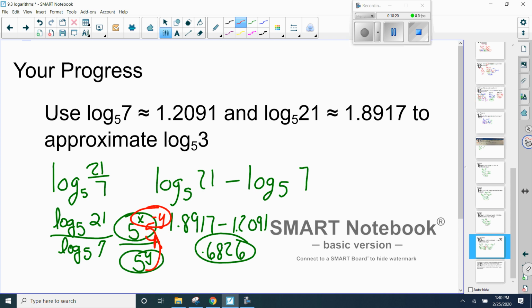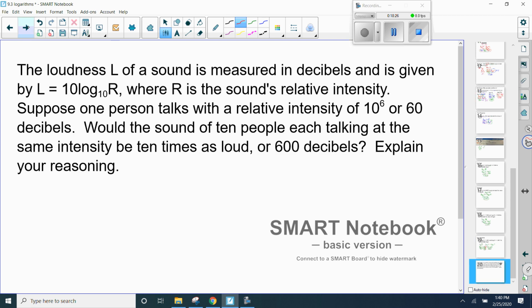Any of them, because you're just looking for the exponent. Here's an example, an application of it. The loudness L of a sound measured. We did this one, right? We've worked with this one. What did we work with it as? Fireworks. We worked it as fireworks for one of them.